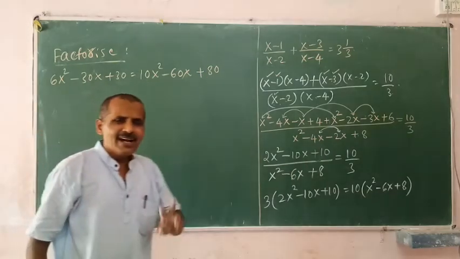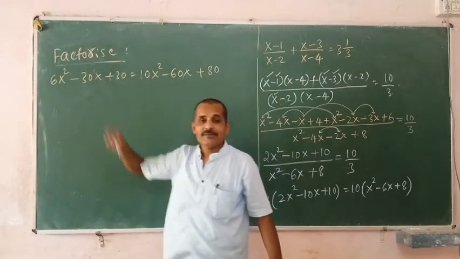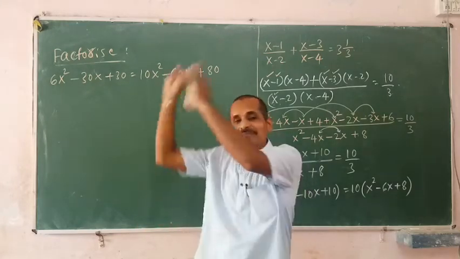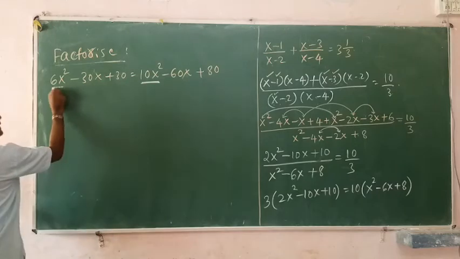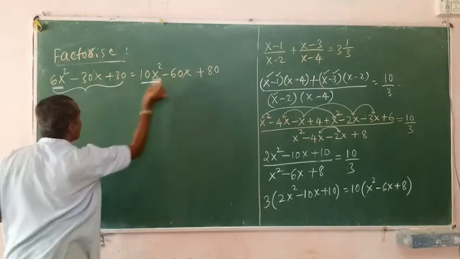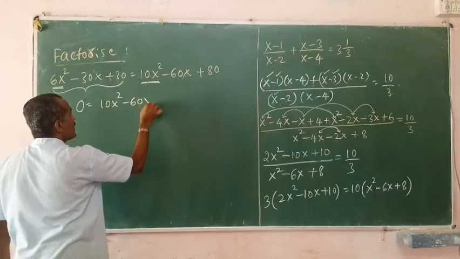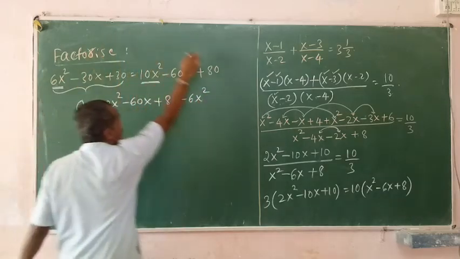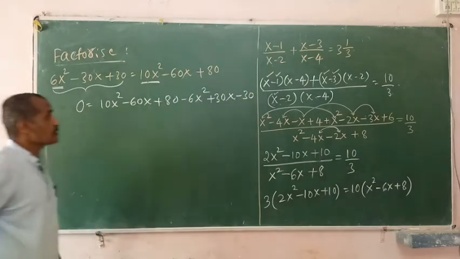Now listen to me, students. I have to transfer either these three terms to this side or these three terms to that side. But which way do I have to transfer? See the x square term. Where the x square term is bigger, the smaller terms can be transferred to that side. Compare 10x square and 6x square. This is bigger, so I will transfer these three terms to that side. 0 is equal to 10x square minus 60x plus 80 minus 6x square plus 30x minus 30, transferring from LHS to RHS.